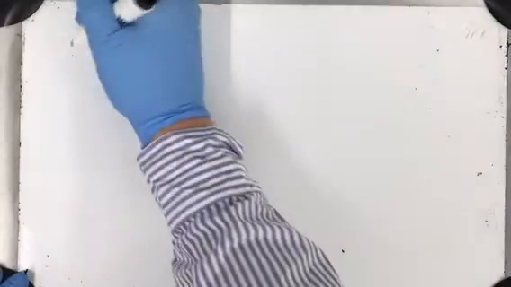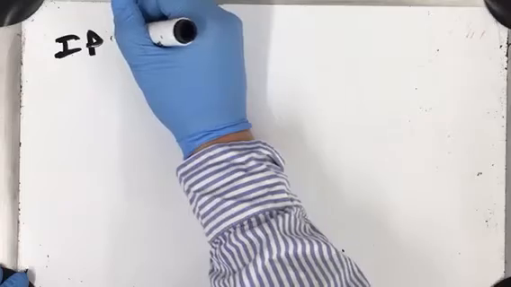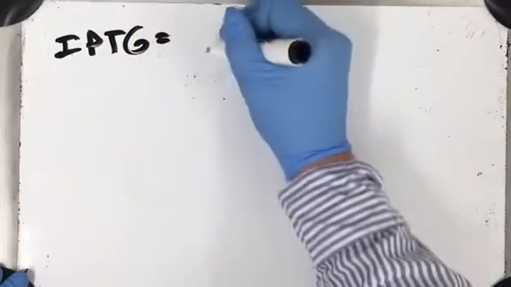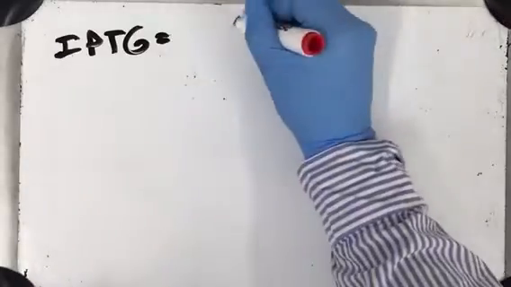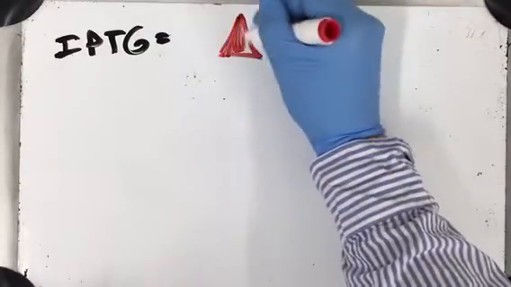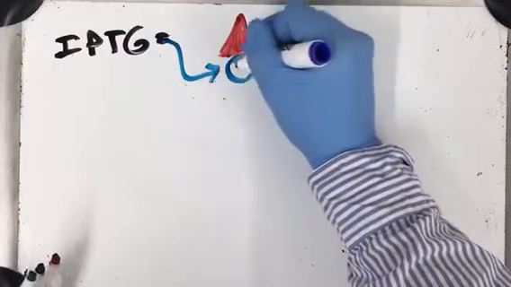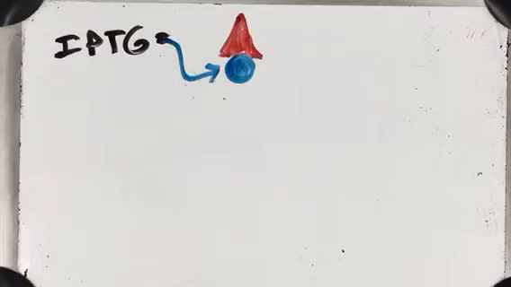So in our case, we have something called IPTG, and this is going to mimic the binding of lactose to the repressor, because we're not actually going to add lactose. So that's our first mimic.